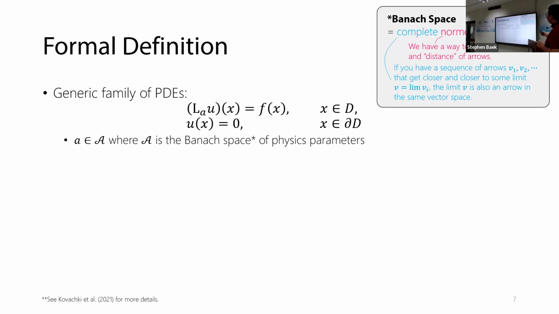Okay, and then complete means that there's no missing points. There's no missing element in that vector space. So this is kind of a necessary condition for us to be able to define an operator in this problem setup. So that's why we introduced this thing called a Banach space into the discussion.